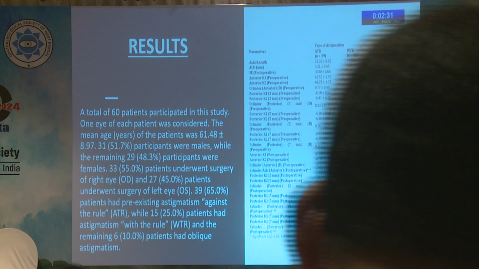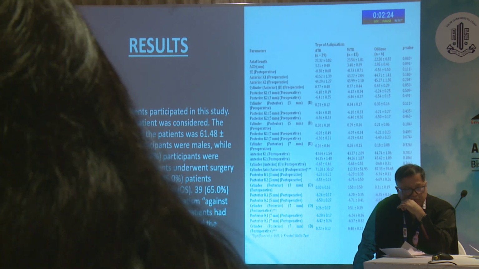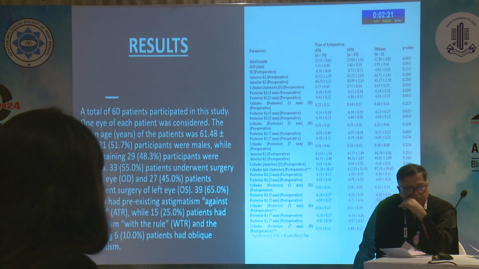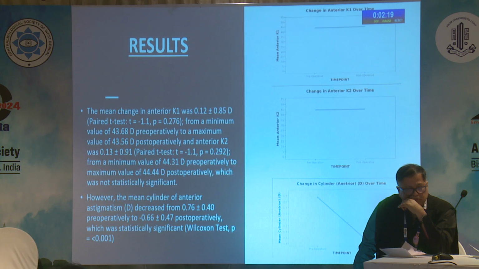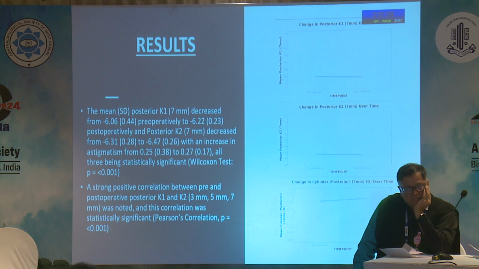So these were the results. Out of the 60 patients, the average age was 60 plus, and mostly male patients were there. Out of them, 39, that means 65% of patients, had pre-existing against the rule astigmatism. The overall result was that there was no significant decrease in the anterior corneal keratometry, whereas there was a decrease in the anterior corneal astigmatism. When we saw the posterior corneal curvature at the focal points 3 mm, 5 mm, 7 mm, there was a decrease in the keratometry values. However, there was an increase in astigmatism.